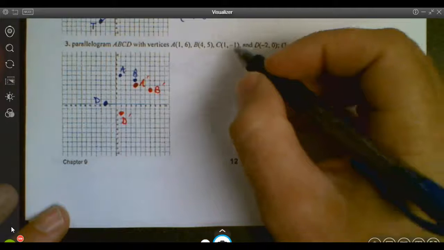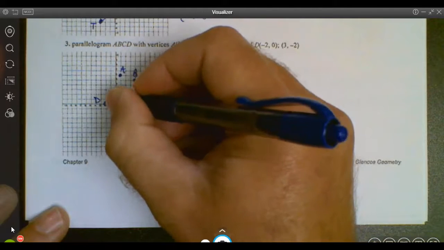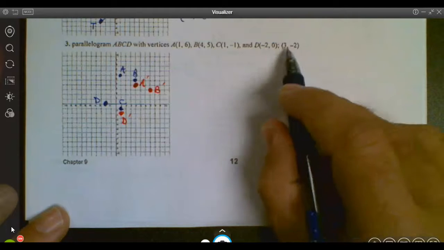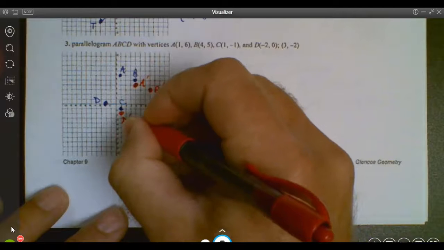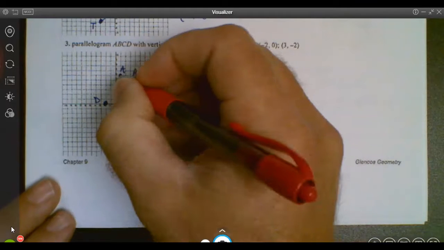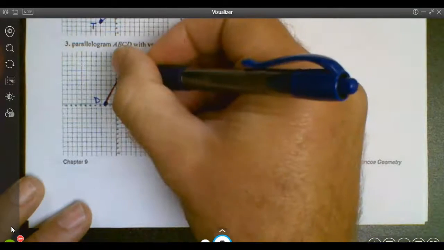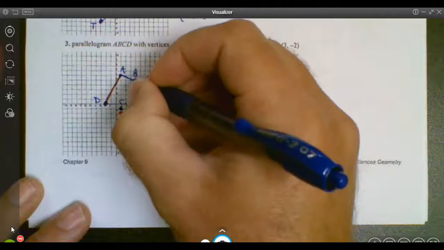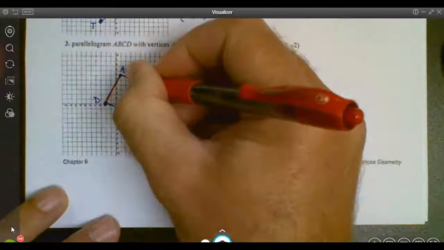Oh, I skipped point C. Point C was at 1, -1. So C started right there. And he's going to go right 3, down 2. So 1, 2, 3, 1, 2. And I got C prime. And again, visually, that's all we have to do. I should start mixing those colors. So here was the pre-image. Here is my image.